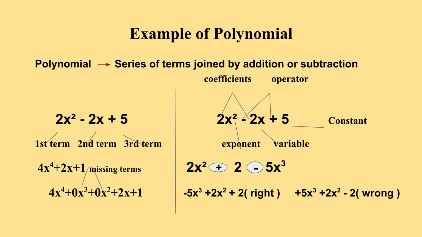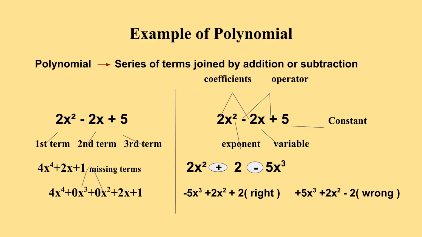Next, we take an example of a polynomial. What is a polynomial? A polynomial is a series of terms joined by addition or subtraction. Here we write a polynomial with 3 terms: 2x squared is the first term, 2x is the second term, 5 is the third term, and we join them by minus and plus. Here you see that the 2 and 2 we write before the variable x. Here x is a variable. We write numbers before variables, and it is a coefficient. Next we join all terms with plus and minus.